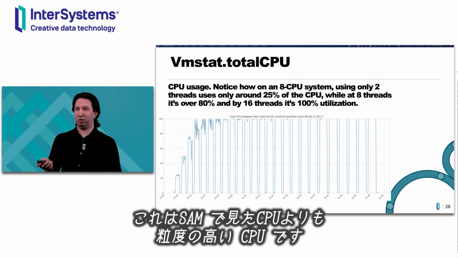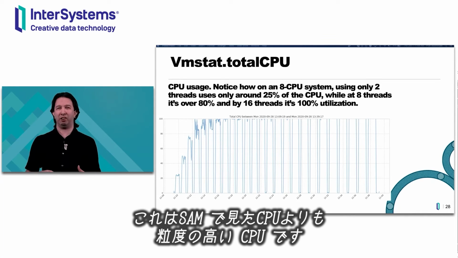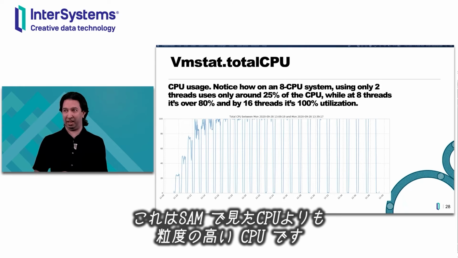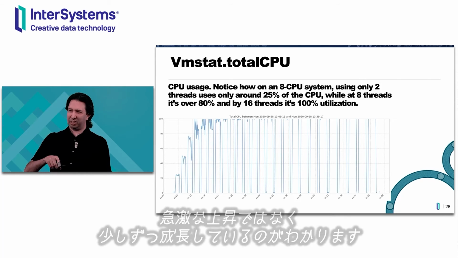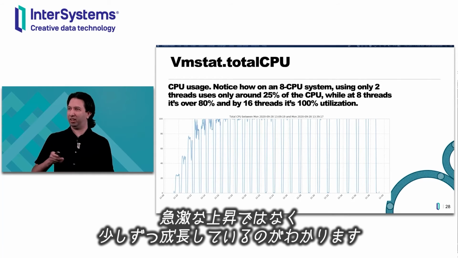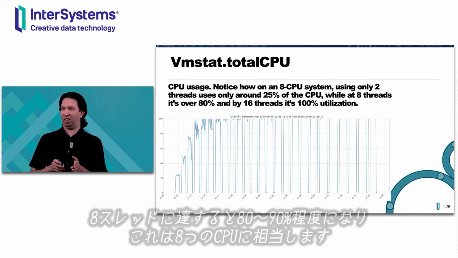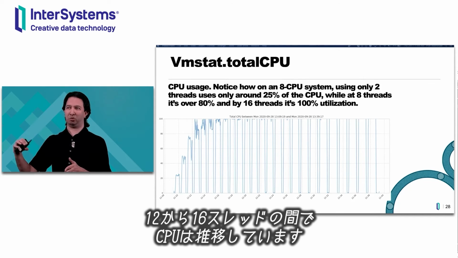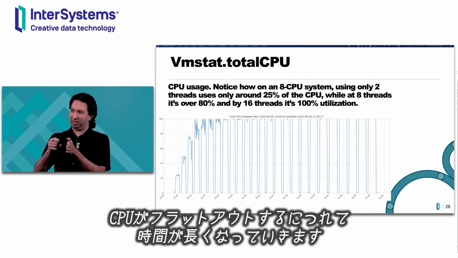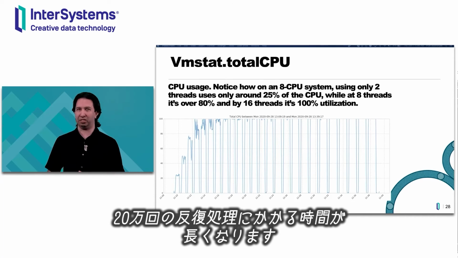This is the CPU with more granularity than you could see on SAM. You can see instead of just a quick spike, you see it growing, growing, growing. It's around 80 to 90% once you hit 8 threads, which corresponds to the 8 CPUs. It really kind of pegs the CPUs around 12 to 16 threads, and then it starts widening the time it takes. As the CPU is running flat out, it just takes longer to get those 200,000 iterations.